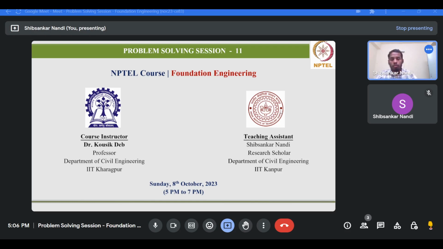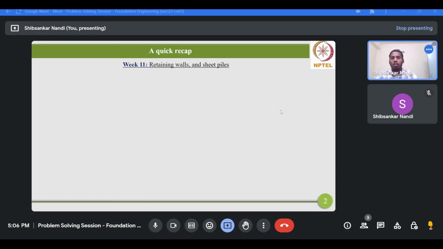So, in this week, we'll basically solve a couple of problems regarding sheet pile wall. Okay, so that is another kind of retaining structure, and from this week we started learning about that aspect.